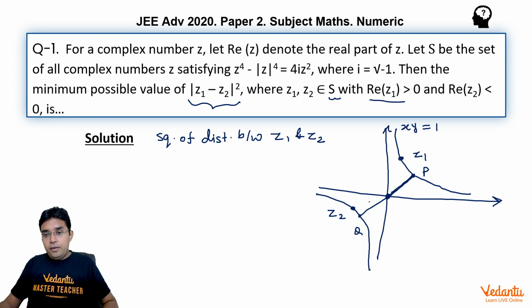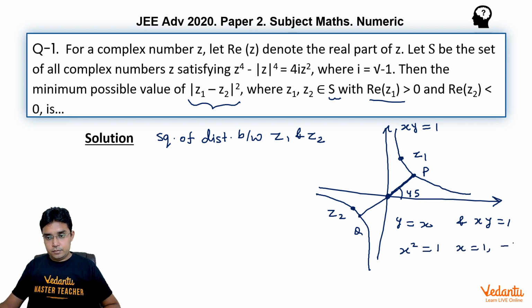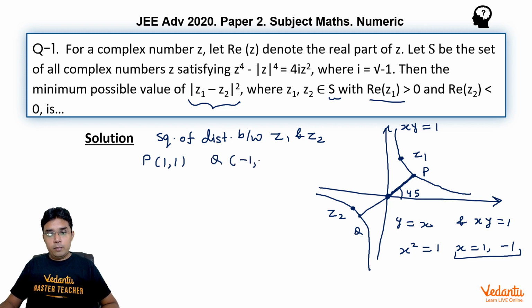So this line which is making 45 degrees with the x-axis, wherever it is meeting this rectangular hyperbola, let us say at P and Q, this PQ itself should be the minimum possible distance. So this line will be y is equal to x, and if we solve this with xy is equal to 1, we get x square is equal to 1, so x will be equal to 1 or minus 1. Okay, so one point P would be (1, 1), because this line is x is equal to y, and this Q would be (minus 1, minus 1).